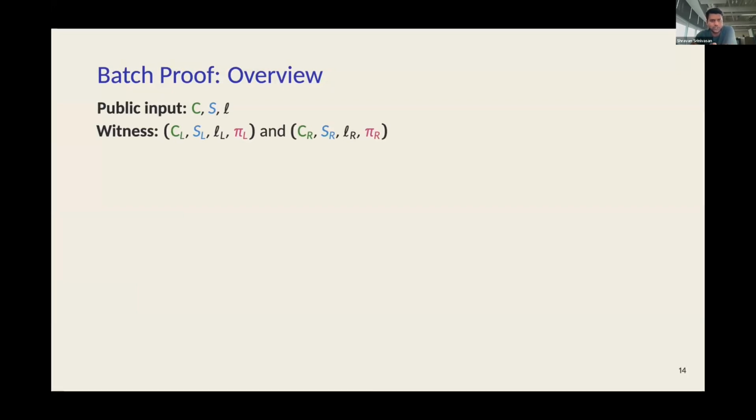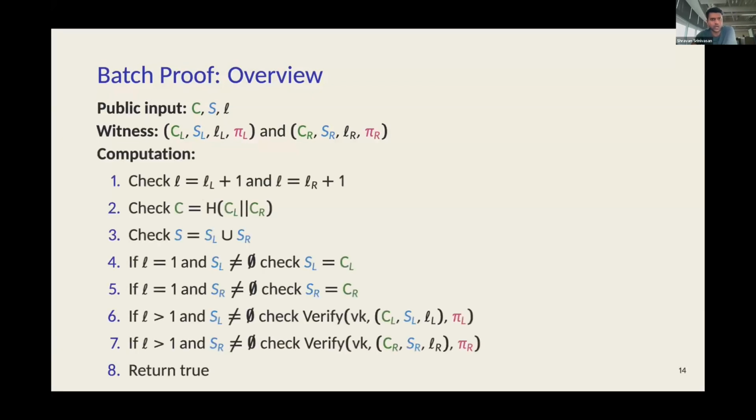One attests to the Merkle digest of the right subtree, the node subset of the right subtree, and the height of the right subtree, and a snark proof which says that this public statement with respect to the right subtree is in fact valid, and similarly for the left subtree as well. So the verification algorithm goes this way.